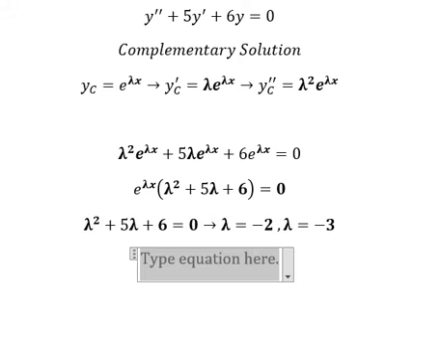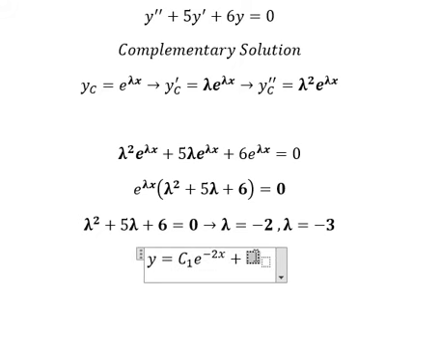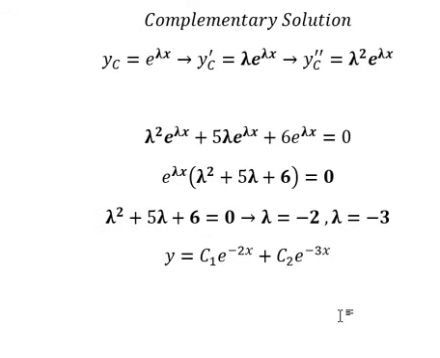So we have y equals c number 1 e to the power of lambda s. So we change lambda into negative number 2. And now we have c number 2 e to the power of negative 3s. And this is the final answer. This is the end.